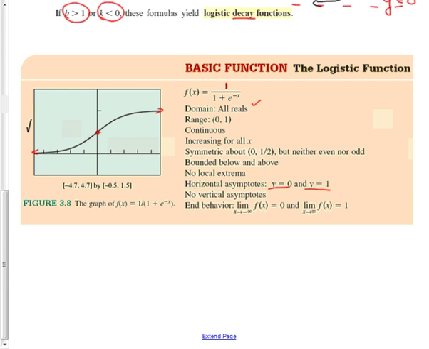And what is the end behavior? Well, as I go to negative infinity, it approaches 0. As I go to positive infinity, it approaches 1. The carrying capacity, the limit to growth.